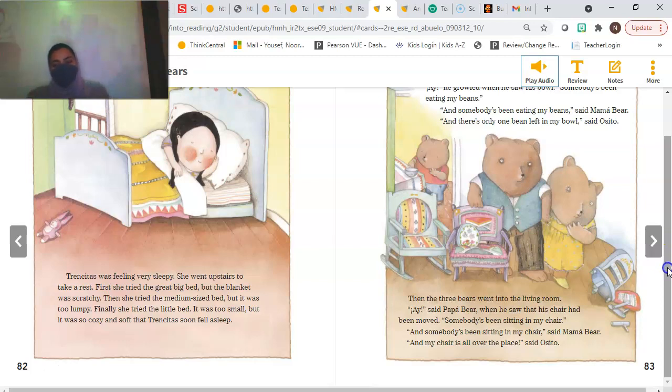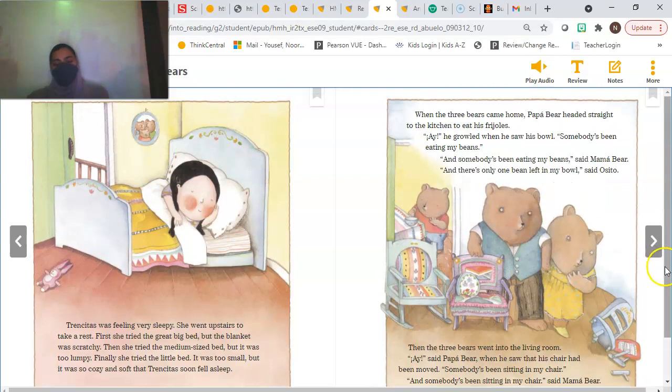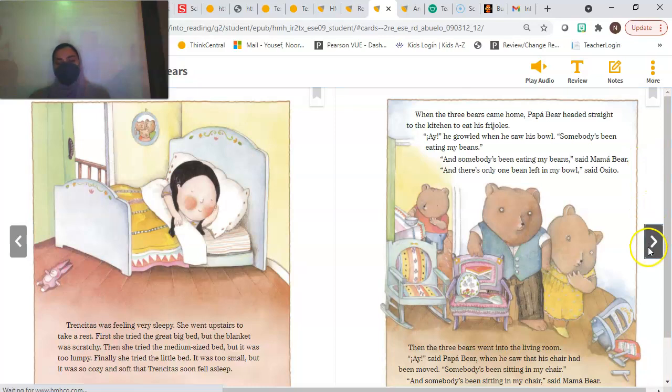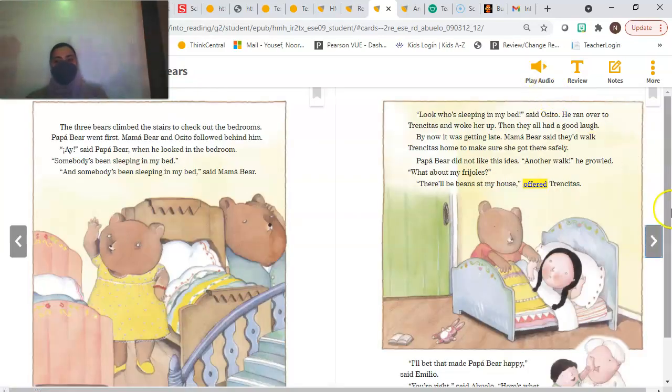What do you guys think the bears are going to do? Search for him. Do you think they're going to eat her up? No. Okay, let's see. Are they going to call the police? Let's see. I'm just kidding.